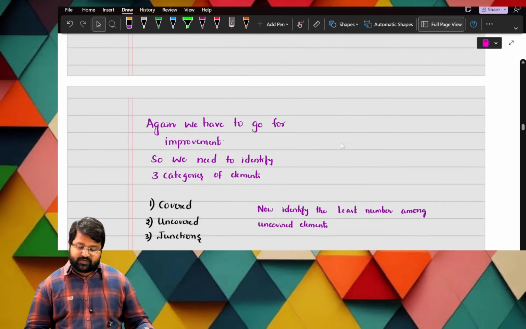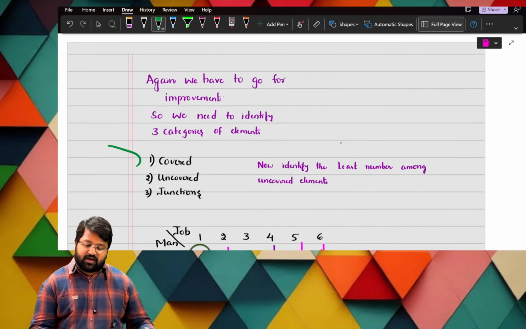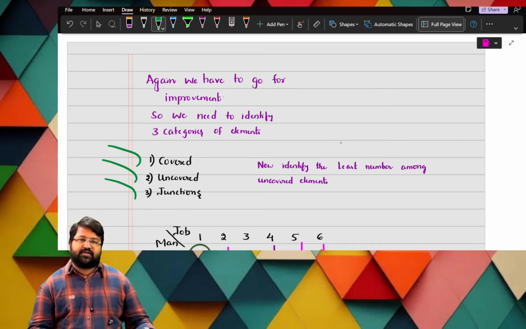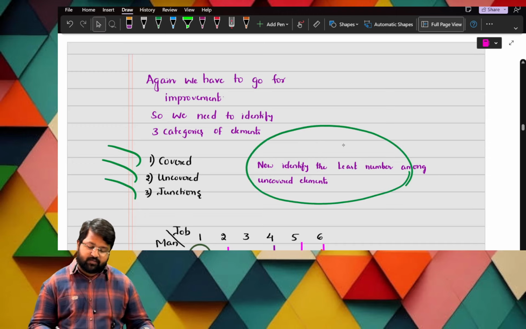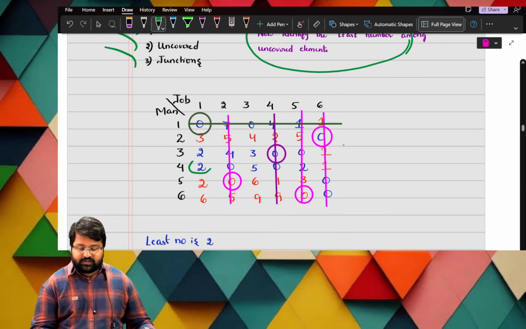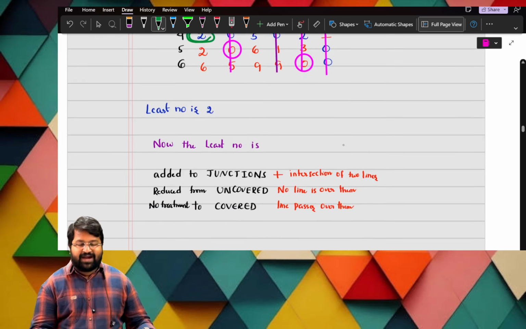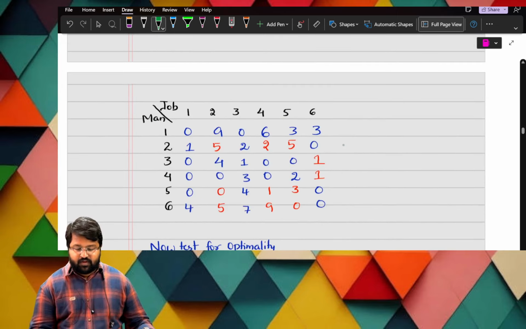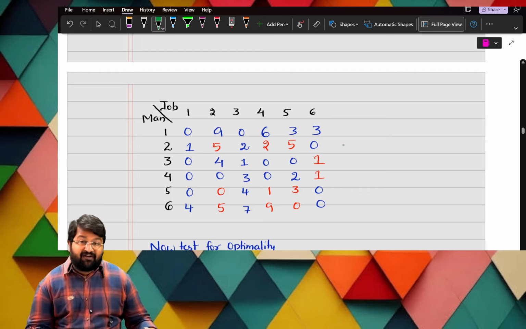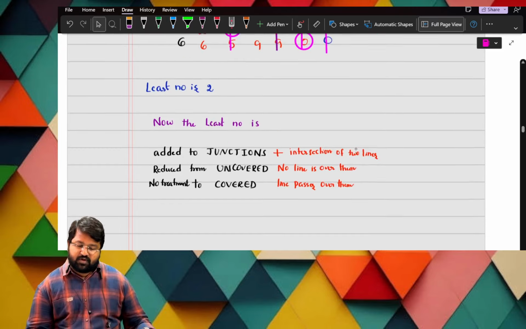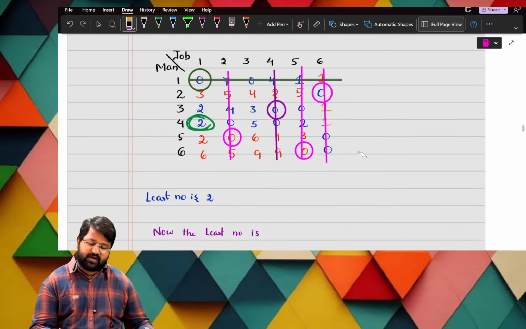So improvement. So what is that, ma? Covered, uncovered junctions. Now what is the least number from all of them? What is the least number, ma? 2 is the least number. The least number is 2. So I have to add at the junction, reduce from uncovered, no treatment for covered. Okay. So now after doing all adjustments, I got this end result. So after doing all these, I got this matrix, ma.